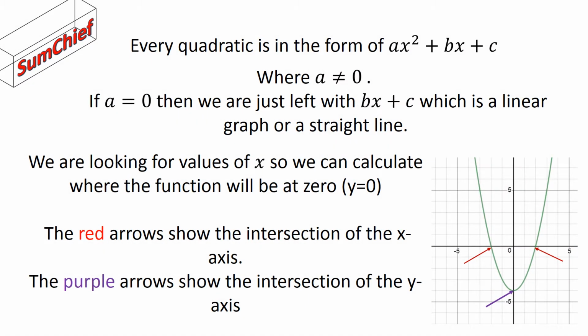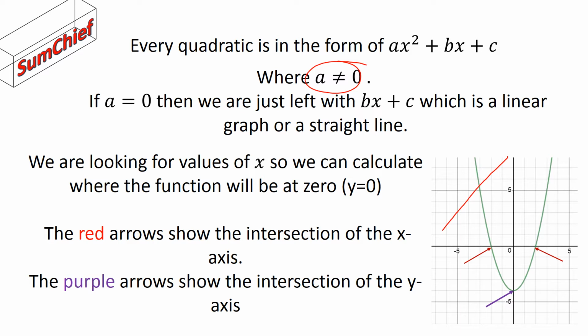So every quadratic is in the form of ax squared plus bx plus c, where a is never 0. If a equals 0, then all we're left with is a simple linear equation, or a straight line, which would be something like this. And that's going to be pretty easy to solve because it's just a simple equation.